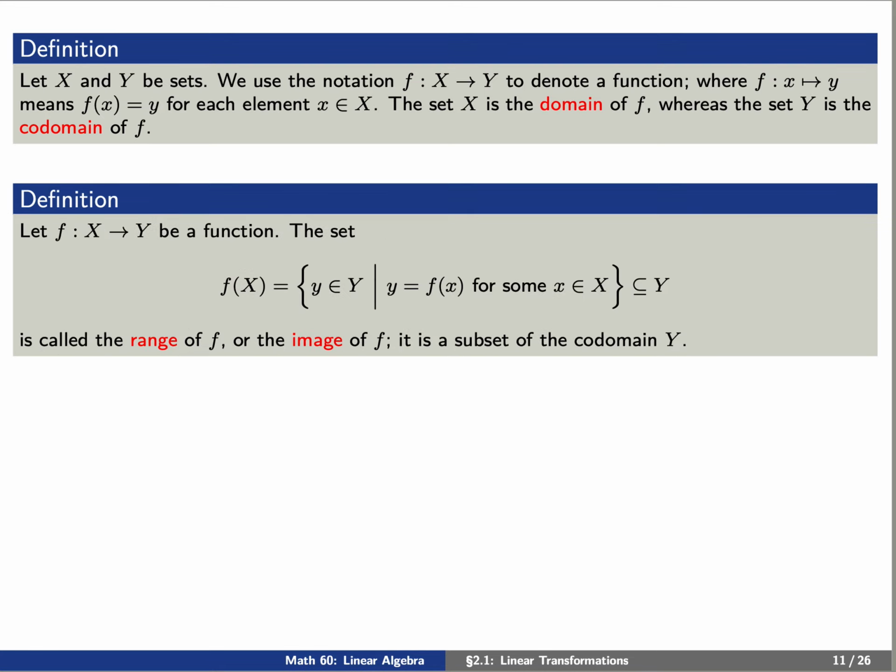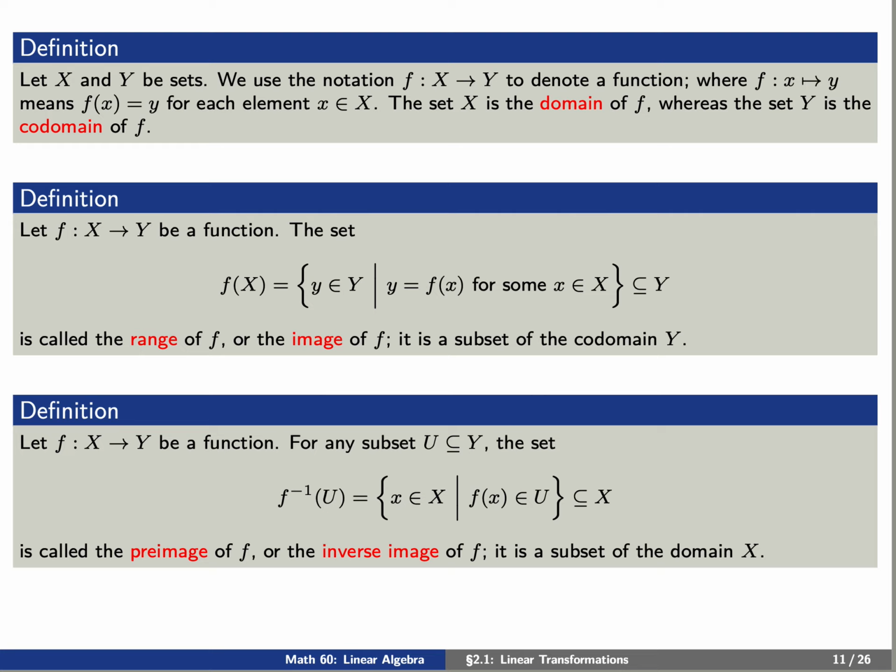Given such a function, we'll denote the following set as the range of f. Sometimes we'll call it the image of f. This consists of those elements lowercase y in the set Y such that lowercase y equals f of x for some lowercase x in our domain capital X. Notice that the image of f is a subset of the codomain Y.